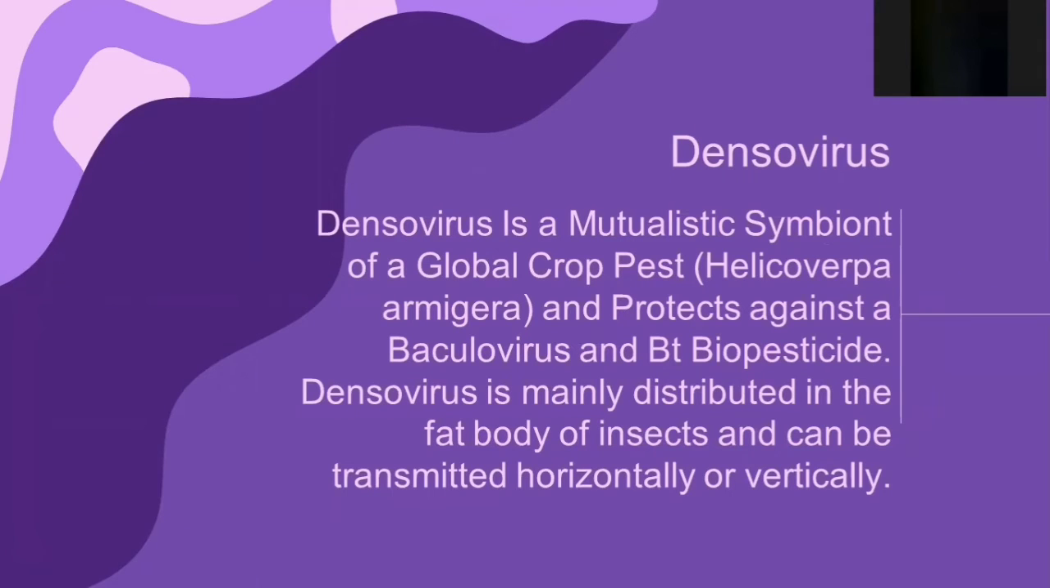Densovirus. Densovirus is a mutualistic symbiont of Helicoverpa armigera and protects against Baculovirus and biopesticide. Densovirus is mainly distributed in the fat body of insects and can be transmitted horizontally or vertically.